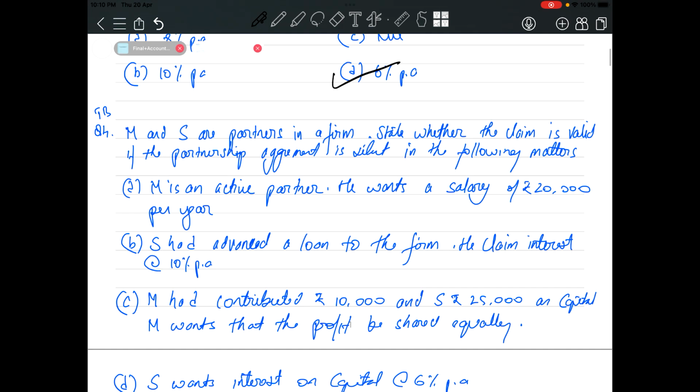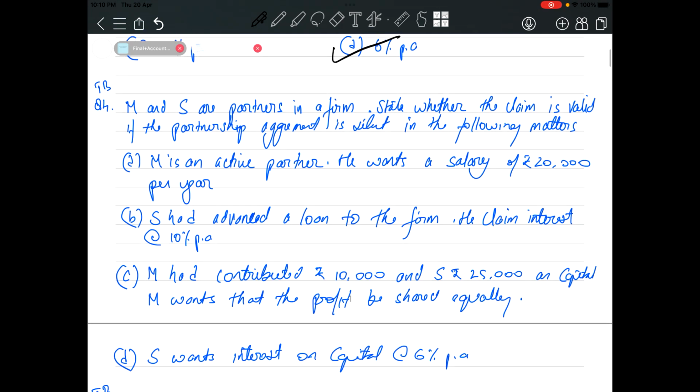Now come to question number 4. M and S are partners in a firm. State whether the claim is valid if the partnership agreement is silent in the following matters. You will not get this type of question, valid or invalid. You will get MCQ, multiple choice, but these are the types of questions you will get. So let's see whether the following points are valid or not.